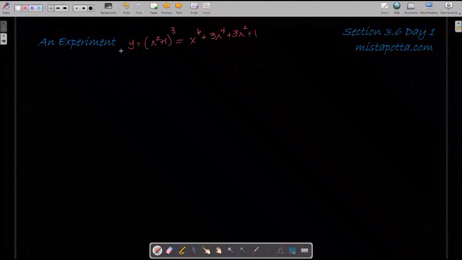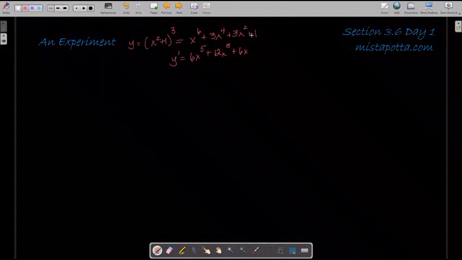And if this is my function y, then my derivative would just be the power rule here, which would be 6x to the 5th plus 12x to the 3rd plus 6x. And of course, the derivative of a constant is 0.